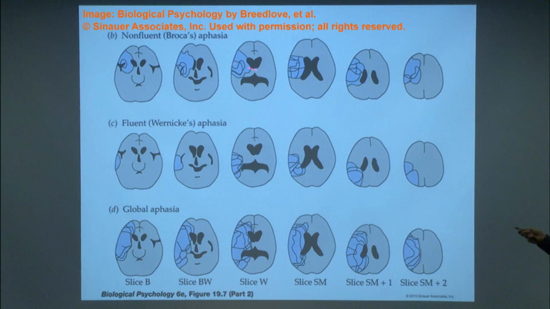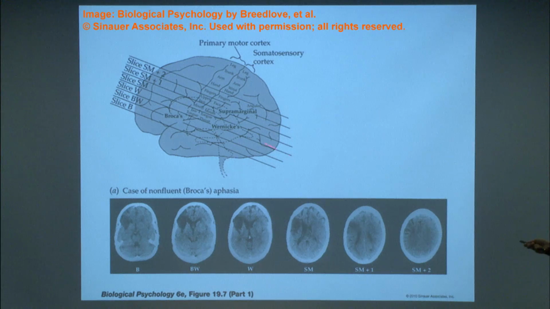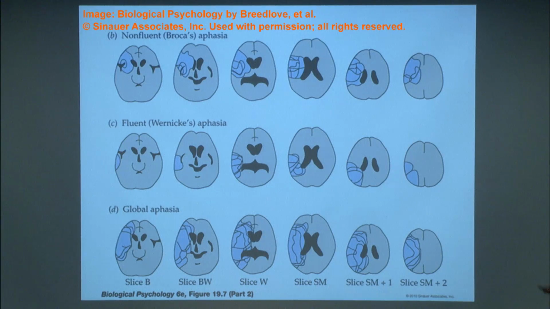And here are more schematic diagrams using the same format, where these are the semi-horizontal slices that are taken. And you see the non-fluent Broca's aphasia. This is anterior, this is posterior in my horizontal slice. And the Broca's aphasias are more anterior. The Wernicke's aphasia tends to be more posterior. The global aphasia is huge, including both of these sides.